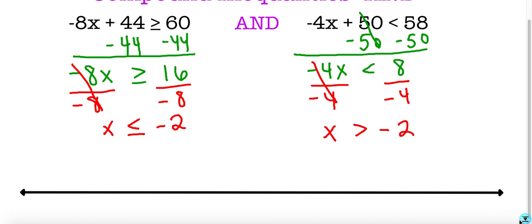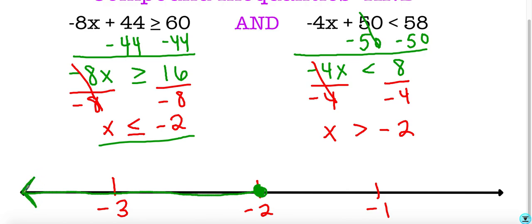So since I'm dealing with negative 2 in both inequalities, I am going to plot negative 3, negative 2, and negative 1. And for our first one, x is less than or equal to negative 2. So I'm going to make sure negative 2 is included. And since it's less than, I'm going to shade to the left. And here x is greater than -2. And it's not included, so I'm going to put an open circle. And since it's greater than, I'm going to shade to the right.